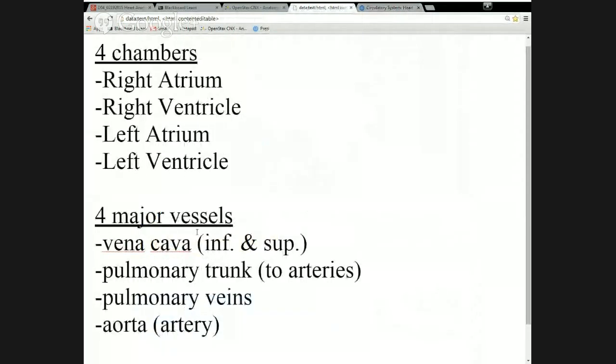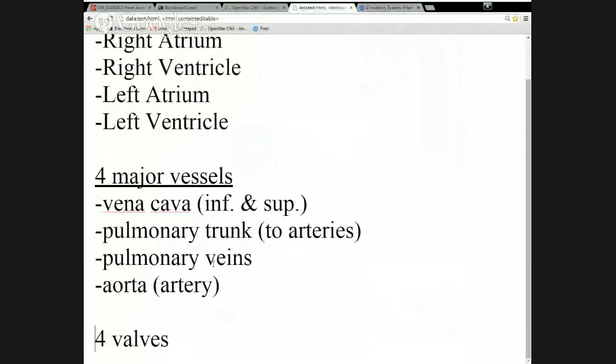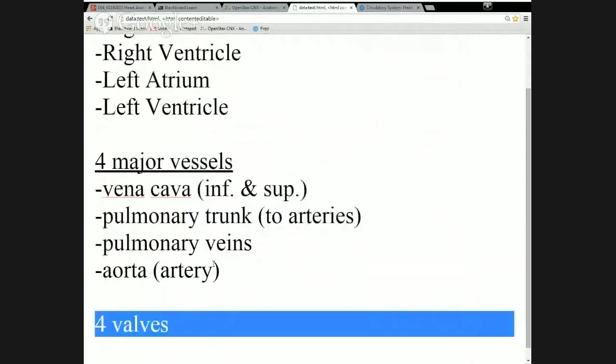So those are the chambers and the vessels. The valves, I'm going to present slightly differently.